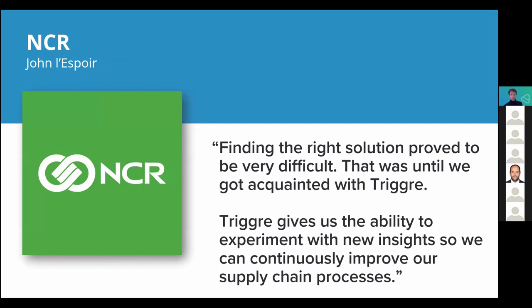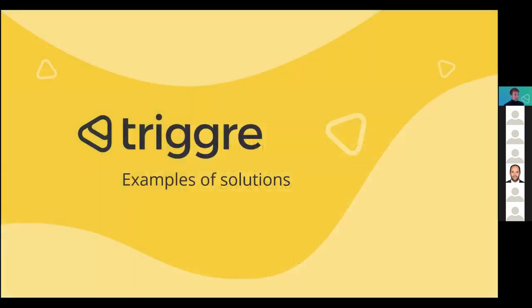But we also have customers like John from NCR. Now, NCR is in the US, a very well-known company. But he said, look, finding the right solution proved to be very difficult. That was until we got acquainted with Triggre, and it gives us the ability to experiment with new insights so we can continuously improve our supply chain processes. NCR right now uses Triggre all around the globe in like 4 or 5 or so distribution centers. So it's a good testament to how our software can be used. So let's look at that, right?